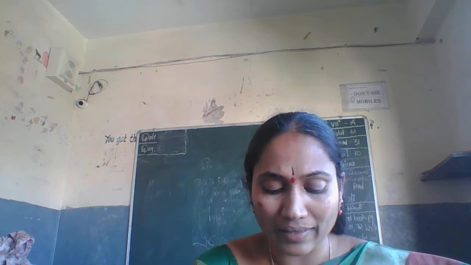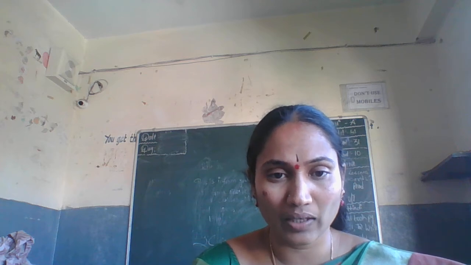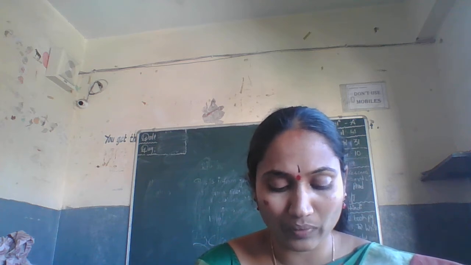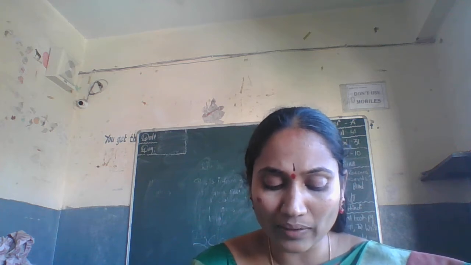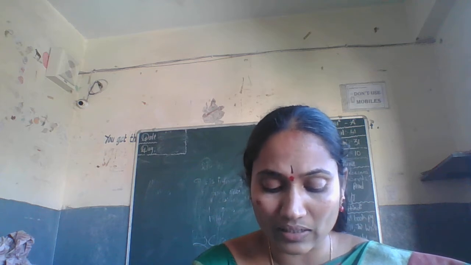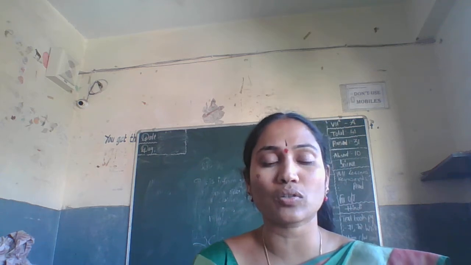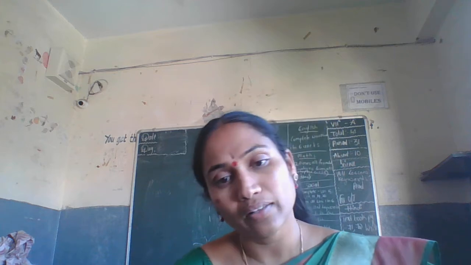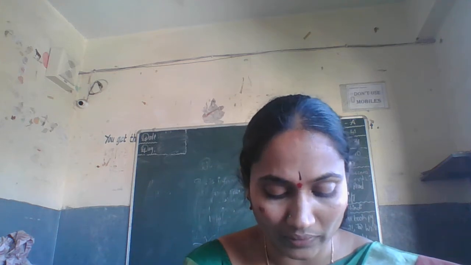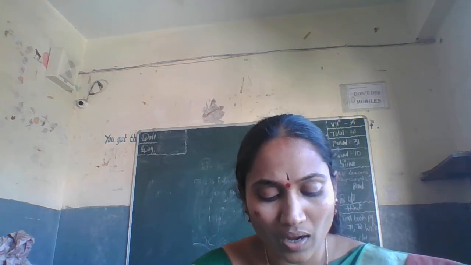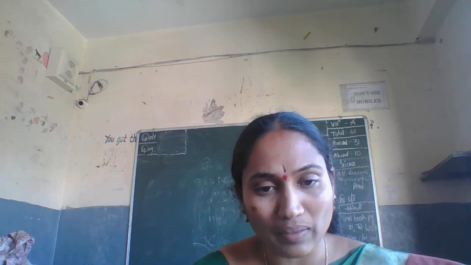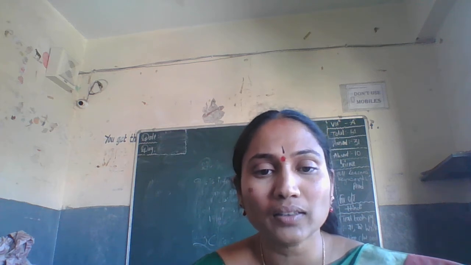Observe the iron tawa in your kitchen. You find a brown layer on it if it is unused for a long time. If it is unused, then you can see a brown layer on it. This is nothing but rusting of iron.